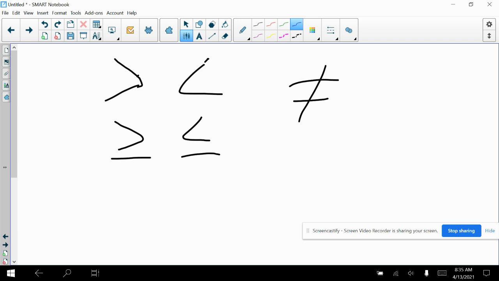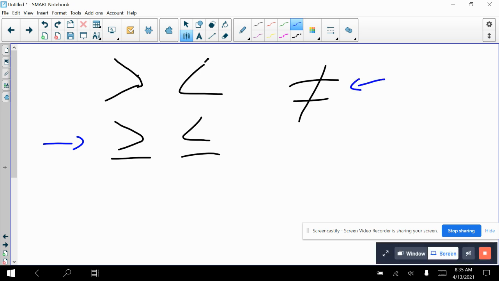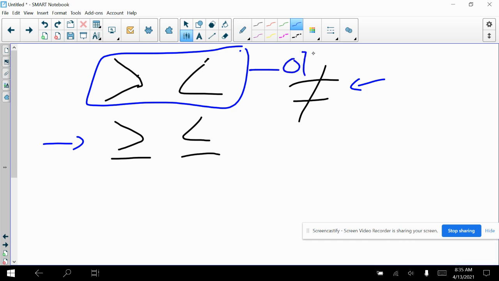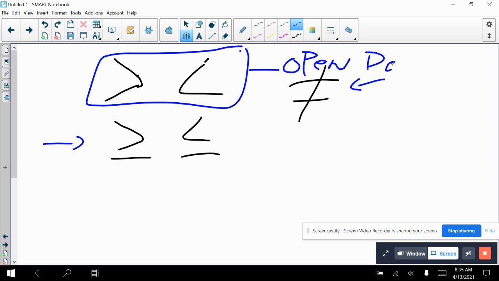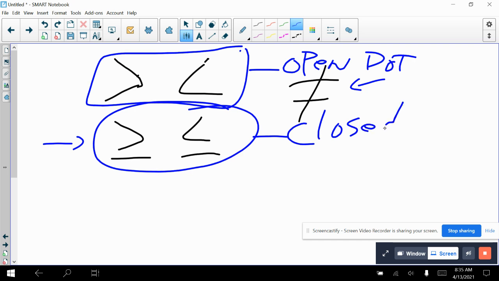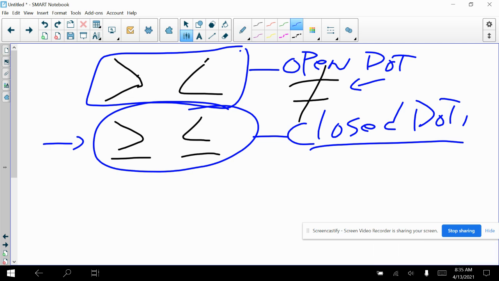Say it again. These here? The top ones. Oh, this. No. Open dots are these. Closed dots are those. Might want to write this down because I don't believe this is in your book.